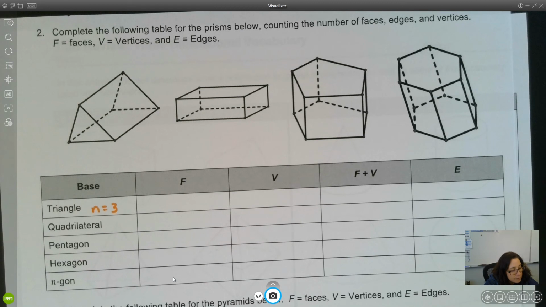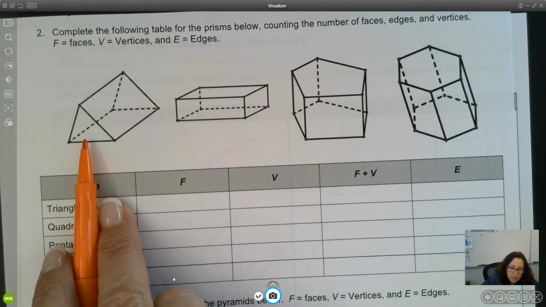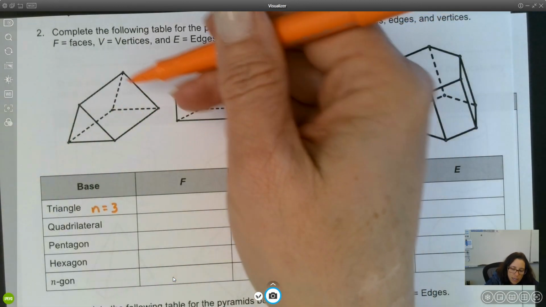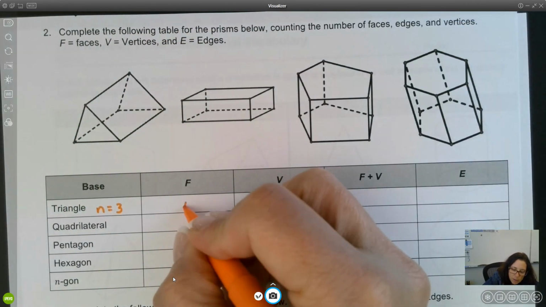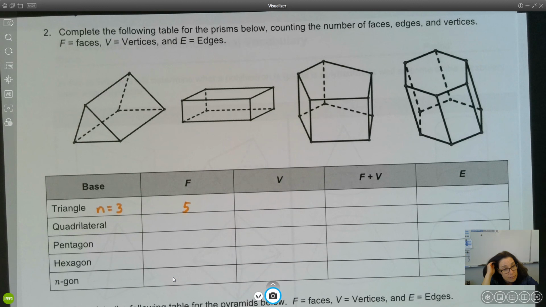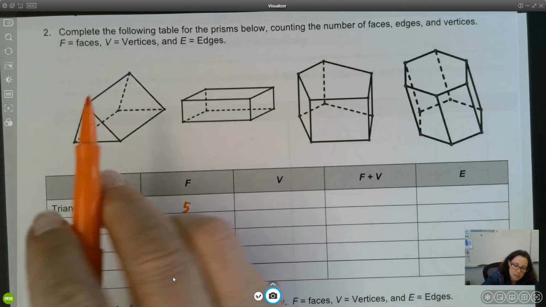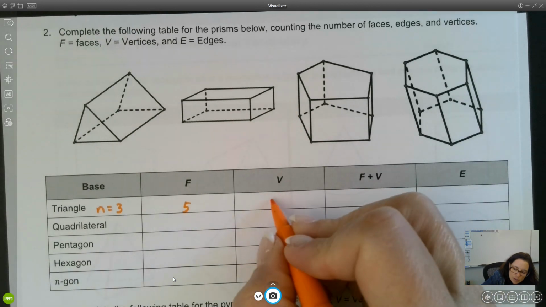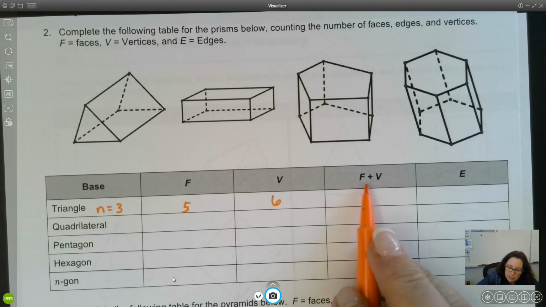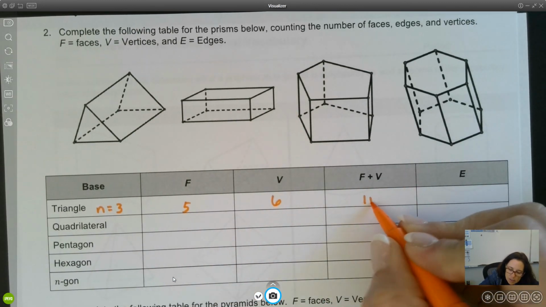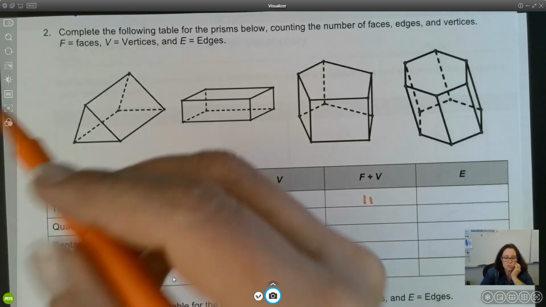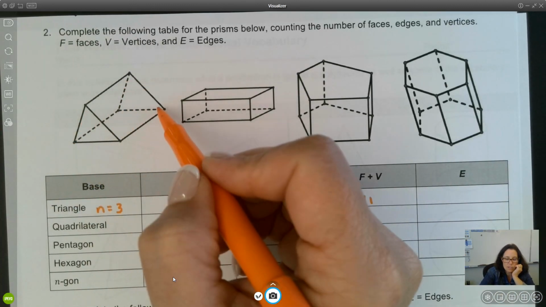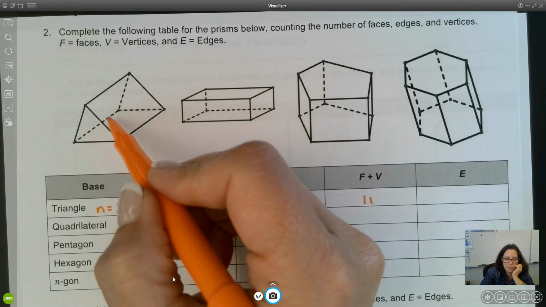Now faces of this thing. We've got 1 on this side, 1 on this side, and 3 rectangles around. So I'm counting 5 faces. Vertices, 1, 2, 3, 4, 5, 6. If we add faces and vertices together, that's 11. And then edges, 1, 2, 3, 4, 5, 6, 7, 8, and 9.